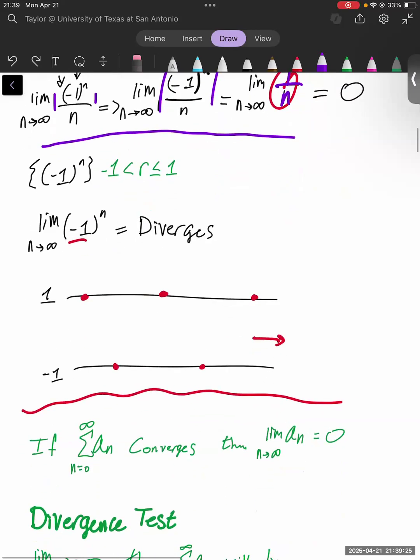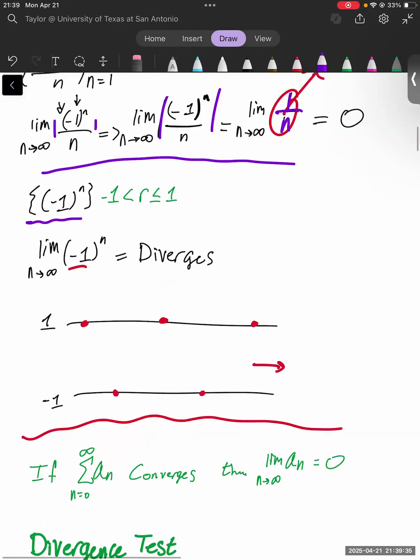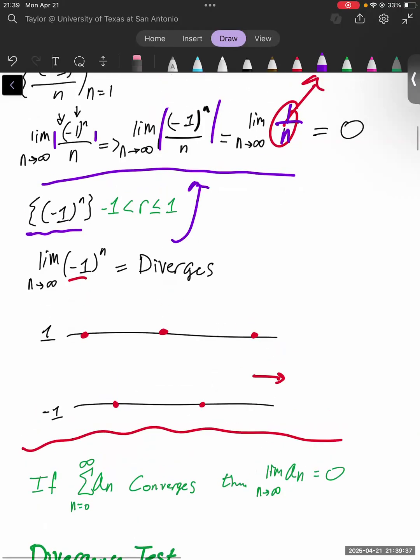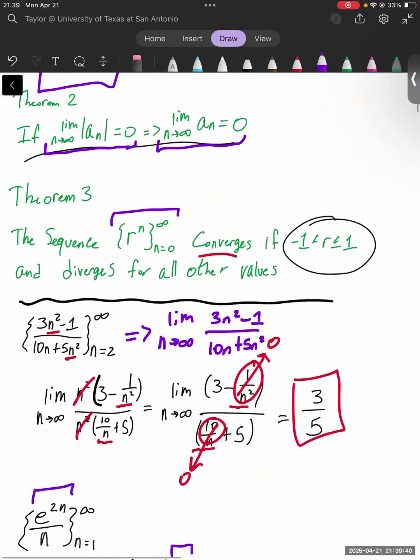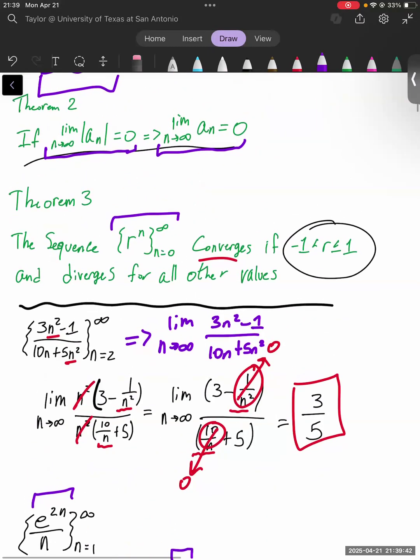All right, the last one for sequences here is the sequence -1 to the n. As I take the limit as n approaches infinity of -1 to the n, unfortunately this time I'm not able to do this because of theorem 3. It lies here.